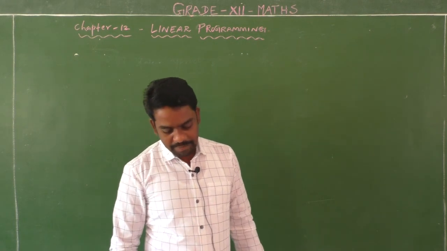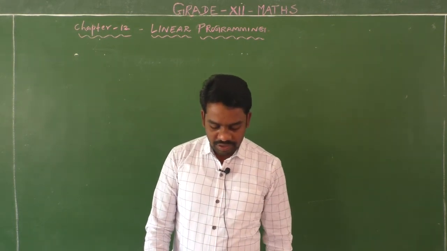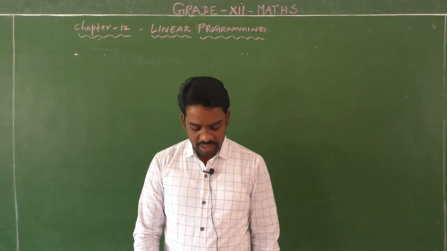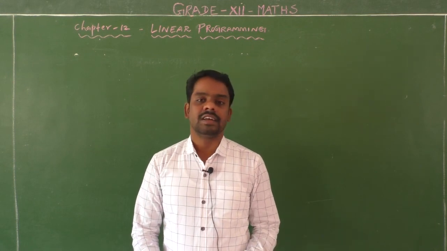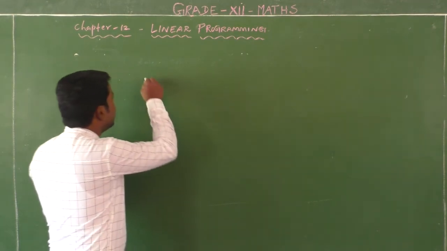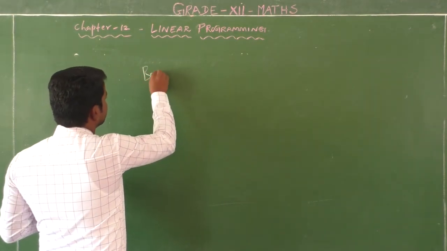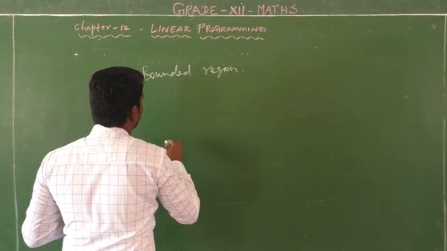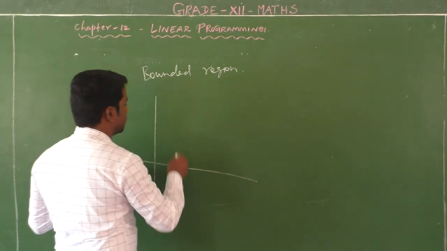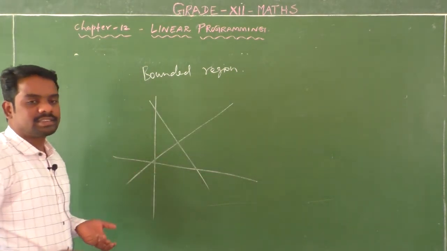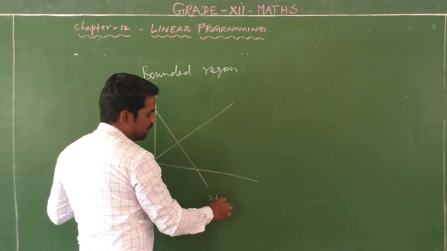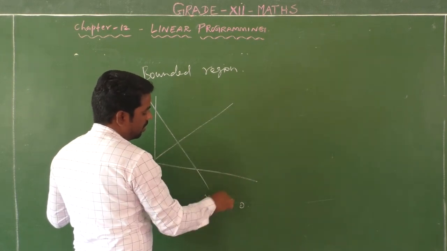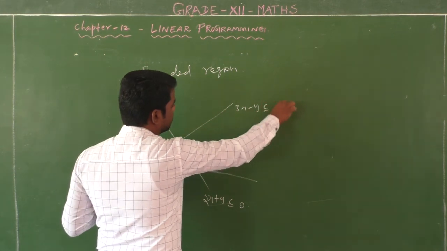Okay, next theorem 2. Let R be a feasible region for the linear programming problem, and let z equal ax plus by be the objective function. If R is bounded. Listen, bounded means bounded region and unbounded region. These are the given constraints: let x plus y is less than or equal to 0 and 3x minus y is less than or equal to 0.